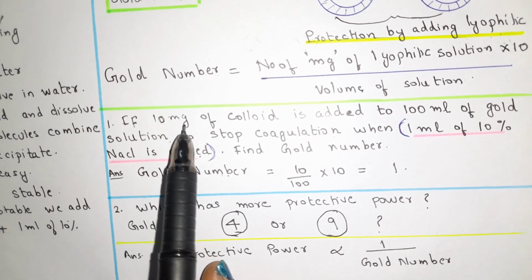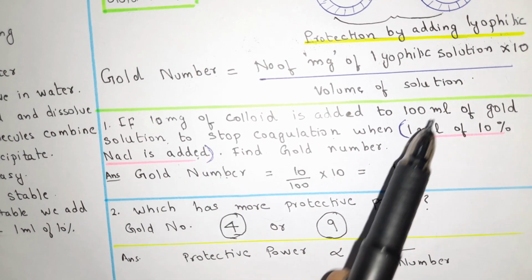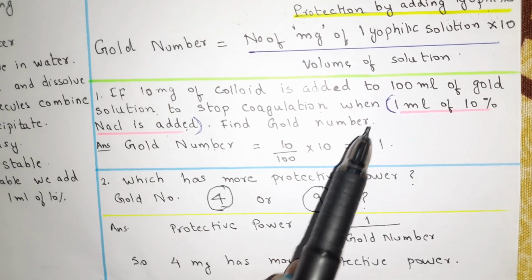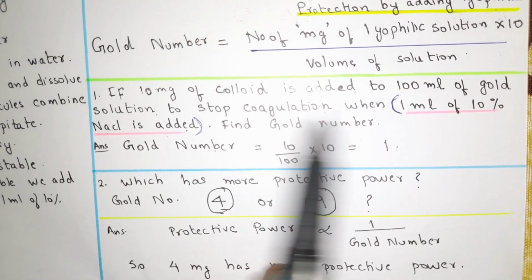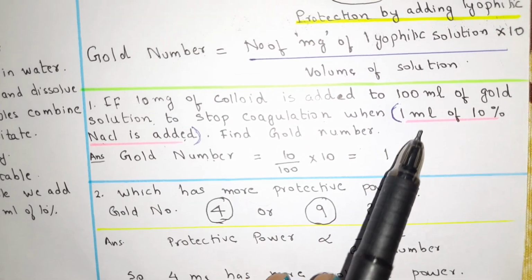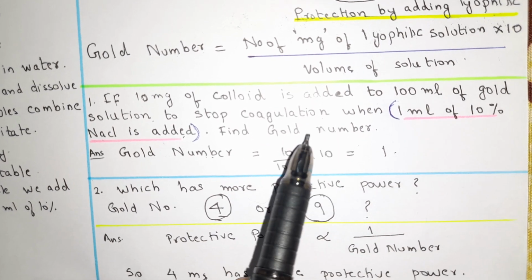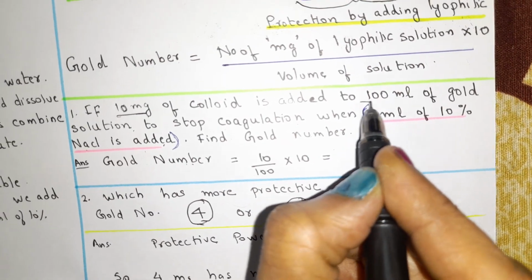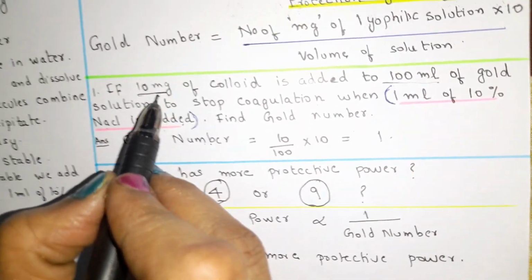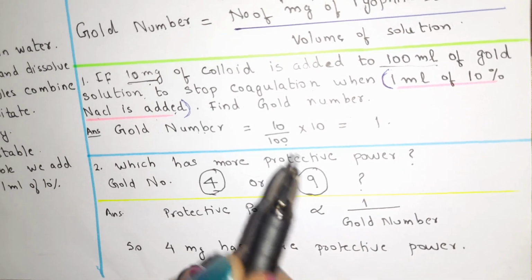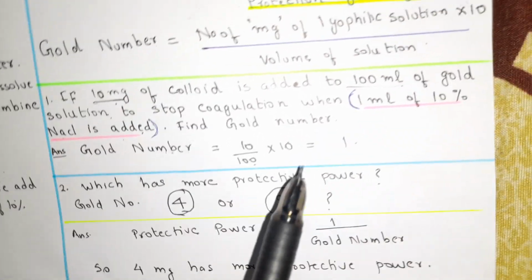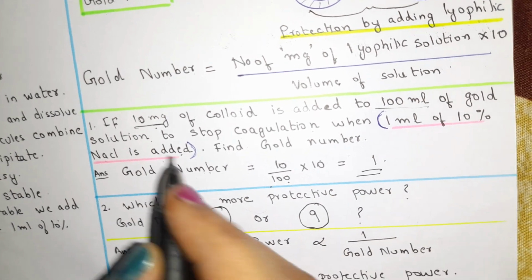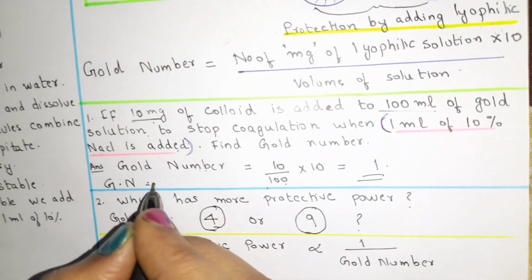So here 10 milligram of colloid we are adding to 100 ml of gold. So 10 by 100 into 10. This part which I have underlined in pink is not at all needed. It has no relevance with respect to the question. We need only two data here: one is 10 milligram and 100 ml. See, this should be in milligram. So 10 divided by 100 into this 10. So 10 and 100 divided by 100, we will get 1. So what is the gold number? Gold number is equal to 1.